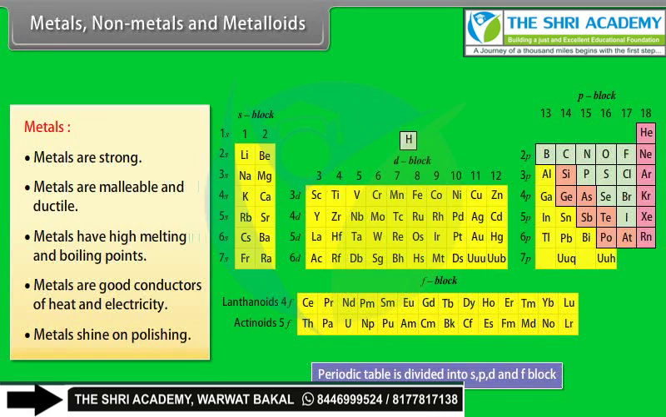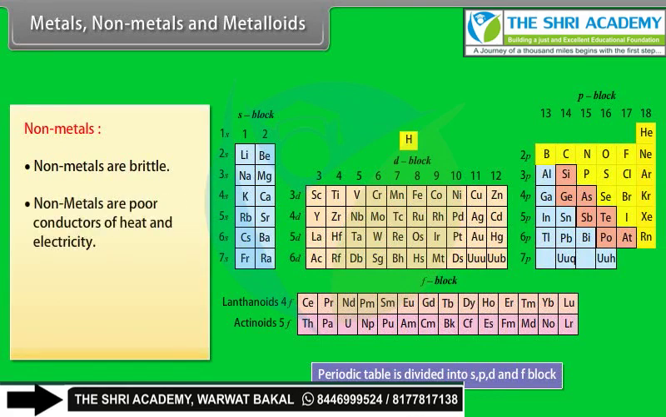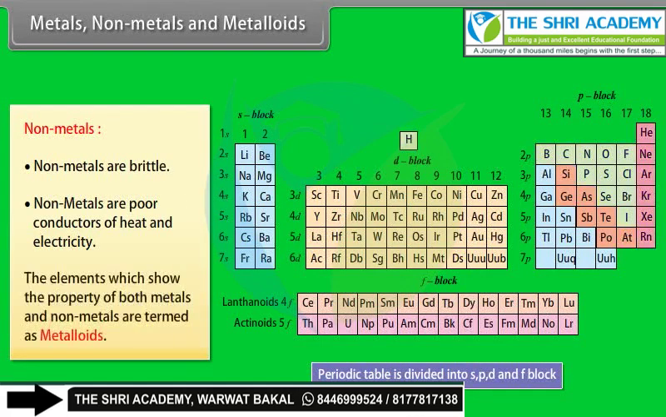Metals shine on polishing. Nonmetals. Nonmetals are brittle. Nonmetals are poor conductors of heat and electricity. The elements which show the property of both metals and nonmetals are termed as metalloids.